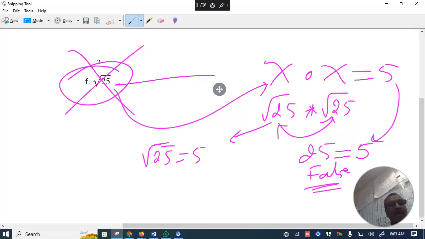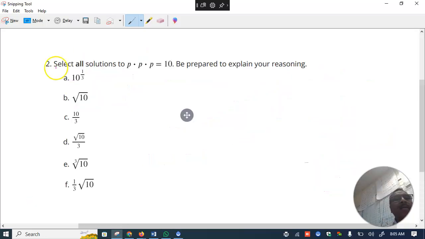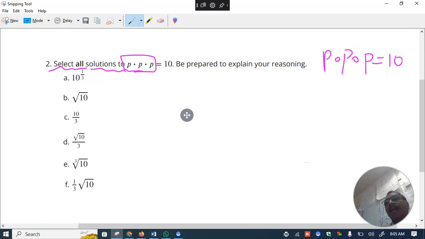And now let's go to 3.1b. This question says select all the solutions to this one. Now, what does this mean? When you write P times P times P is 10, in other words, you are saying P multiplied by itself 3 times, which means P cubed is 10. So what is that number?